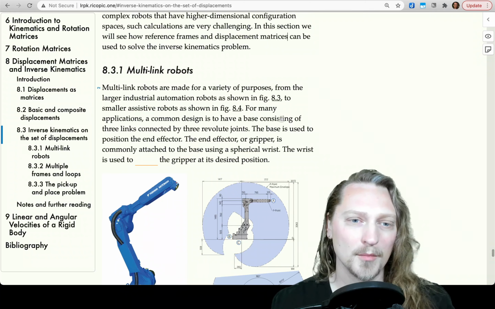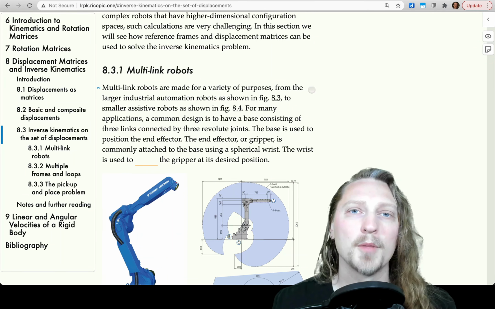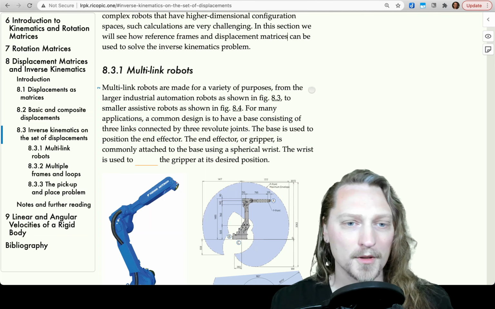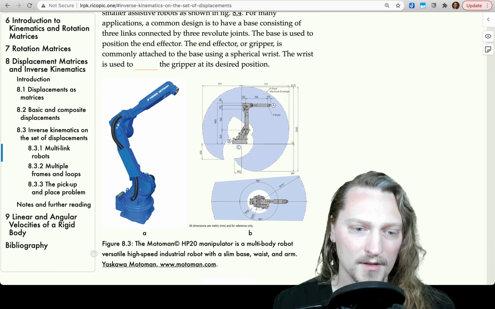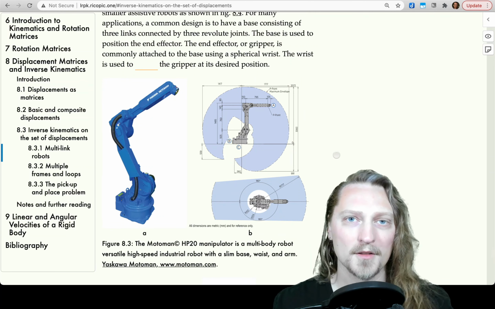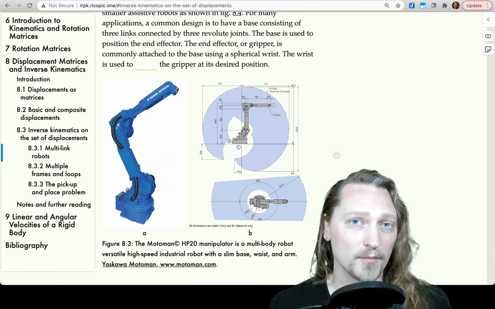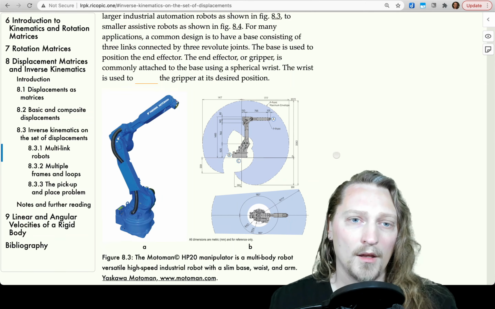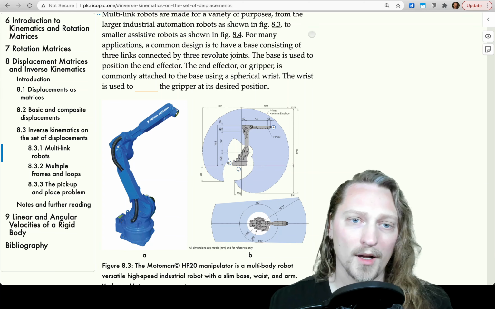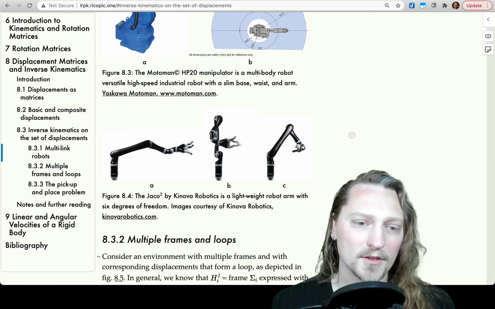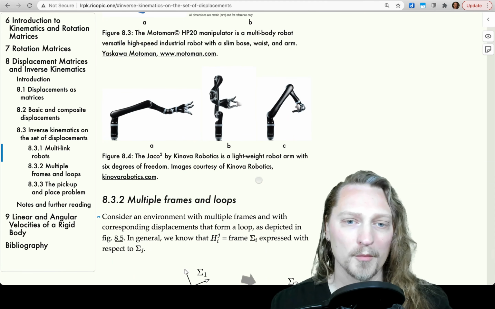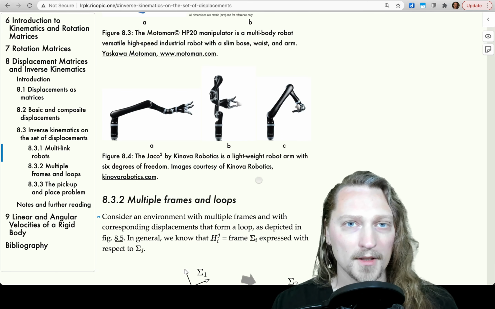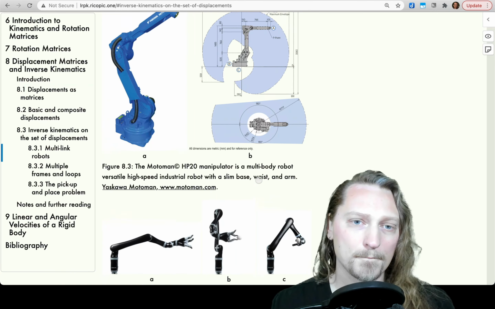Multi-link robots. Multi-link robots are made for a variety of purposes, from the larger industrial automation robots as shown in figure 8.3. So we have these big robot arms that are used in an industrial setting, typically some sort of manufacturing setting, and smaller assistive robots as shown in figure 8.4. So here is a smaller robot which would be assistive for maybe somebody who needs help moving an object around in a home environment, say.